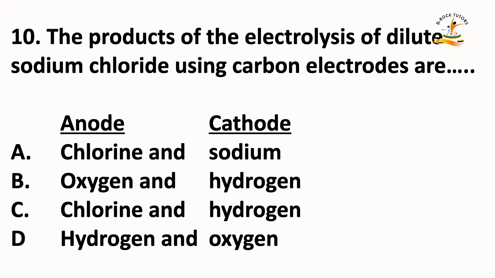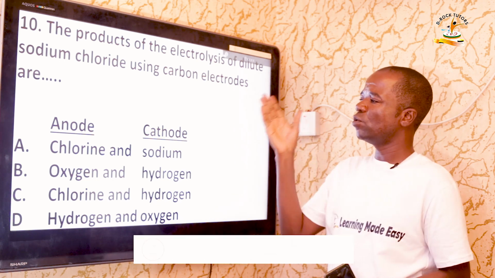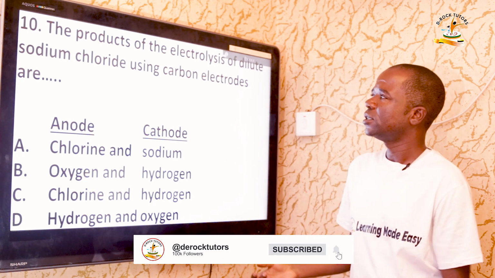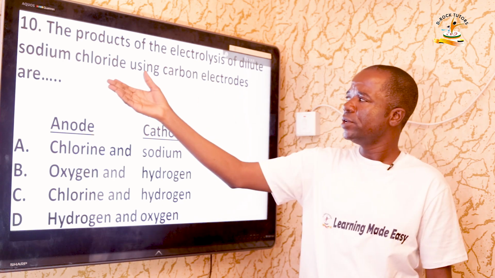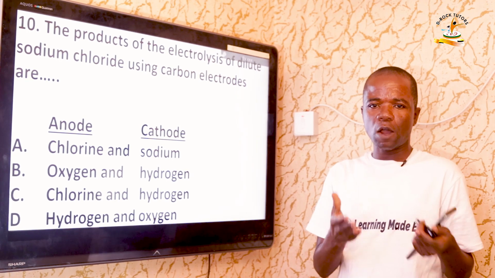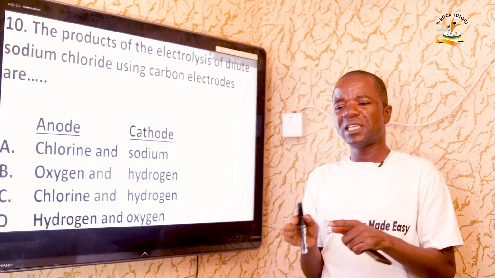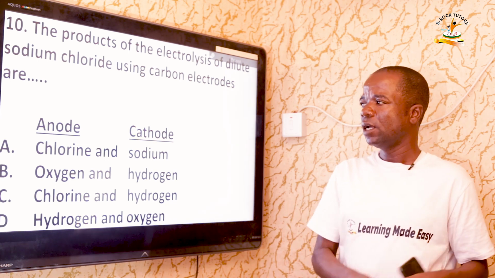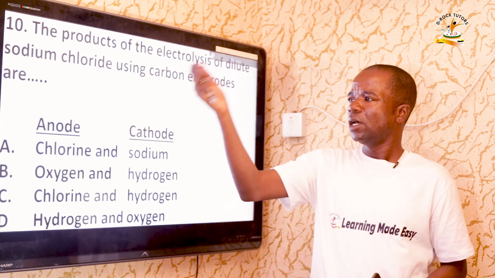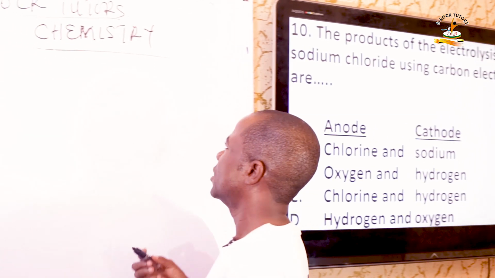Let's go to number 10. The question is asking about the products of the electrolysis of dilute sodium chloride using carbon electrodes. If you electrolyze dilute NaCl using an inert electrode, because carbon and platinum electrodes are called inert electrodes. Don't forget, inert electrodes are those electrodes that do not actively take part during electrolysis. So let's look at the board and see how we are going to get our answer here.